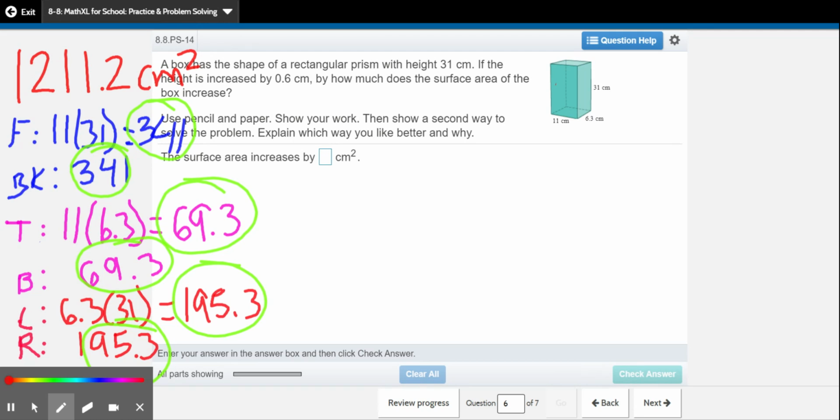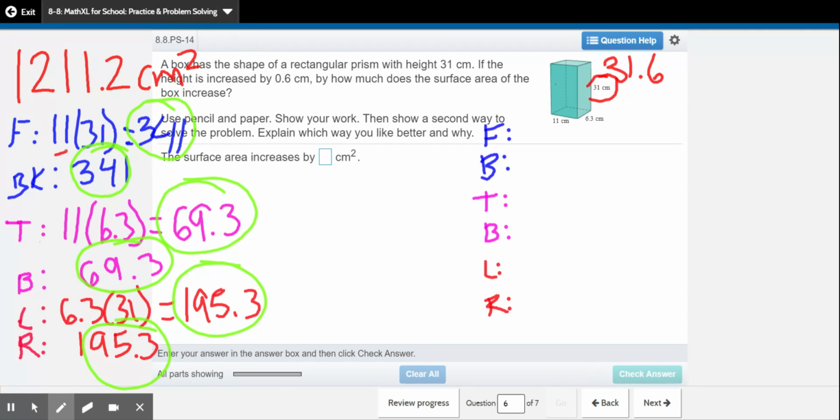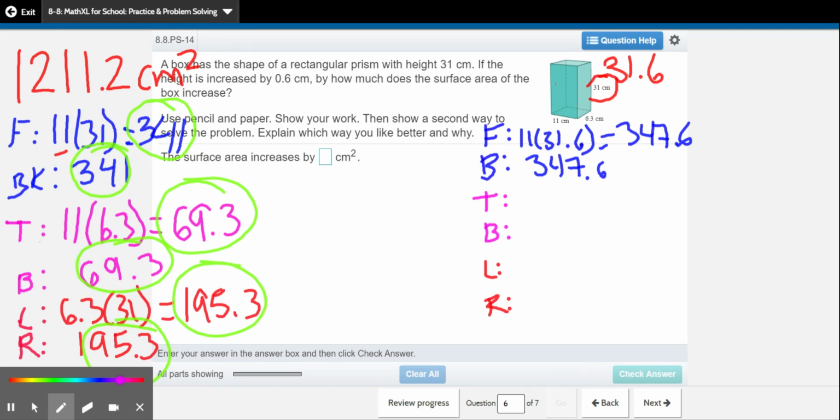Now they're saying if we increased this 31 side by 0.6, so this becomes 31.6. Again, we have all the same sides. So our front and our back, instead of 11 times 31, we're doing 11 times 31.6. And then we get 347 and 6/10. Now the top and the bottom don't change. It's still 69 and 3/10 for both of those.